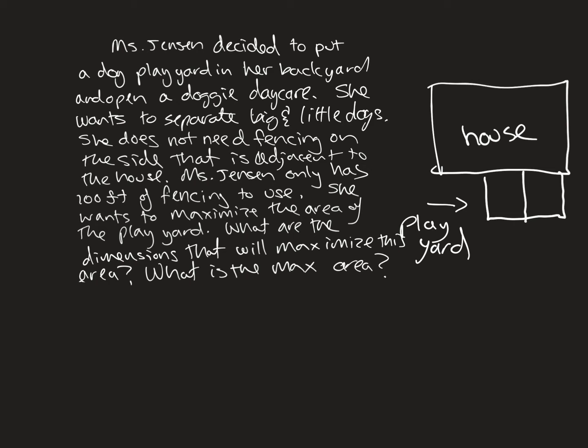She wants to separate big and little dogs. She does not need fencing on the side that is adjacent to the house. Miss Jensen only has 100 feet of fencing to use. She wants to maximize the area of the play yard. What are the dimensions that will maximize this area, and what is the max area?